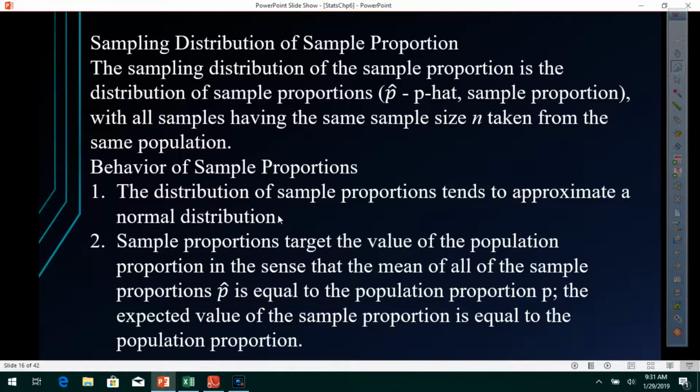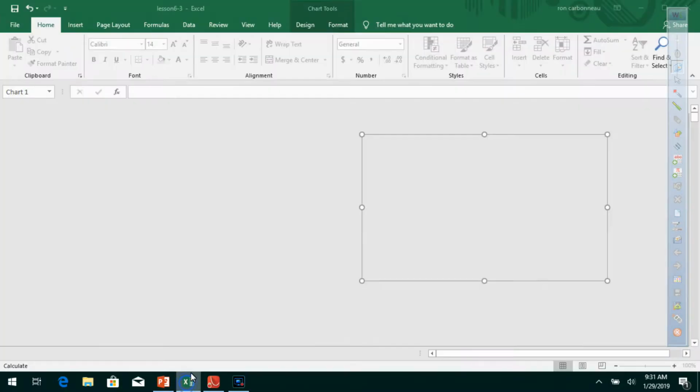Behavior of sample proportions. The distribution of sample proportions tends to approximate a normal distribution. The sample proportions target the value of the population proportion, in the sense that the mean of all sample proportions p hat is equal to the population proportion p. The expected value of the sample proportion is equal to the population proportion. Let me show you what I'm talking about.